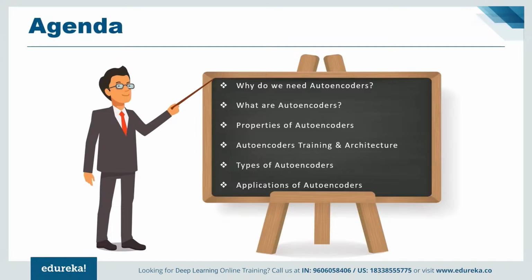Moving on, we will have a detailed discussion about the various types of autoencoders such as convolutional autoencoders, sparse autoencoders, deep autoencoders, and contractive autoencoders. We shall also see how they work along with a short demo. Finally, we will have a look at all the applications of autoencoders.